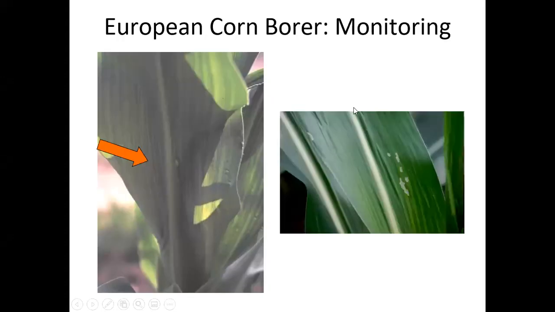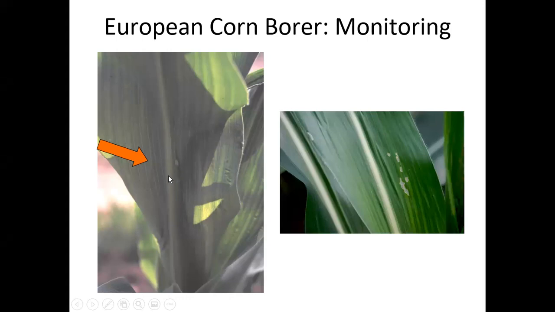So when I'm scouting for the European corn borer, I'm primarily looking for egg masses and the early stages of feeding development. Those overlapping fish scale egg masses are about the size of half of a pencil eraser. They're not terribly big, but they are very easy to see when you're scouting through the fields. They tend to occur on the lower leaf surface, close to that mid rib.